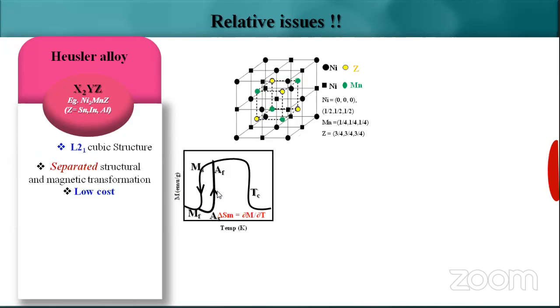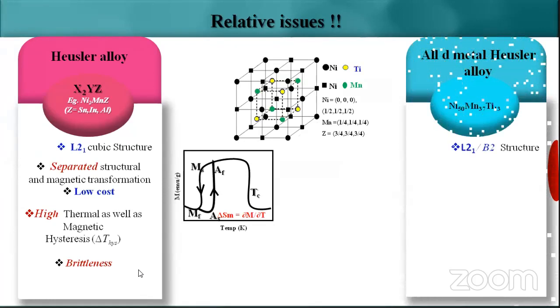Also, we can easily tune this temperature, which is very effective for room temperature application. Third, as the Heusler alloy containing the transition metals is very low cost compared to the other rare earth based alloy. But the drawback of this Heusler alloy is the presence of the thermal as well as magnetic hysteresis that loses the net refrigerant capacity of that material, and also its brittleness property that limits its application.